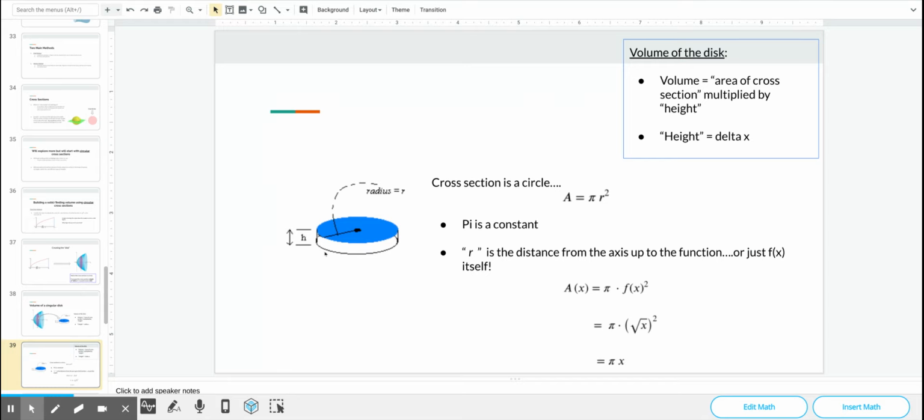Let's take this one disc. So the cross section of this circle, or the cross section is a circle. We already talked about that. The area up top is pi r squared, and then so the height itself.